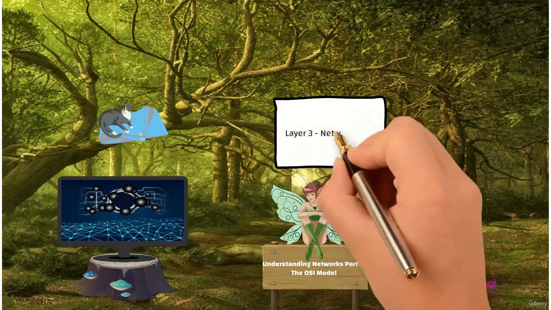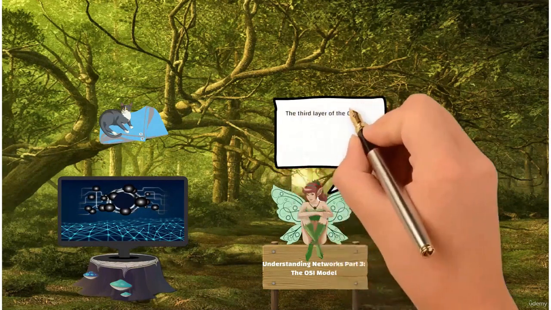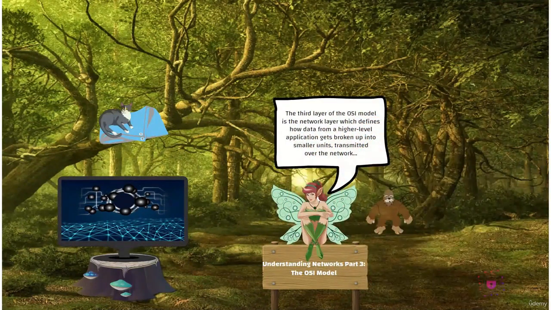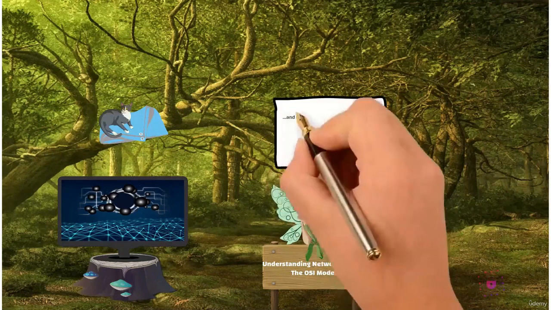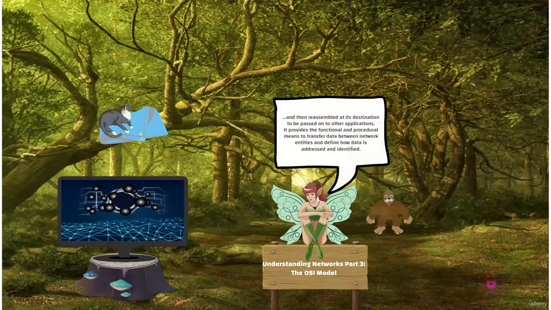Layer 3, Network Layer. The third layer of the OSI model is the network layer, which defines how data from a higher level application gets broken up into smaller units, transmitted over the network, and then reassembled at its destination to be passed on to other applications. It provides the functional and procedural means to transfer data between network entities and define how data is addressed and identified.